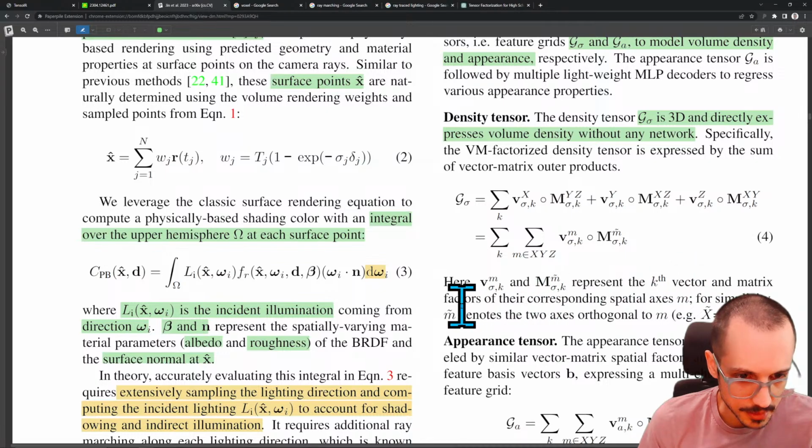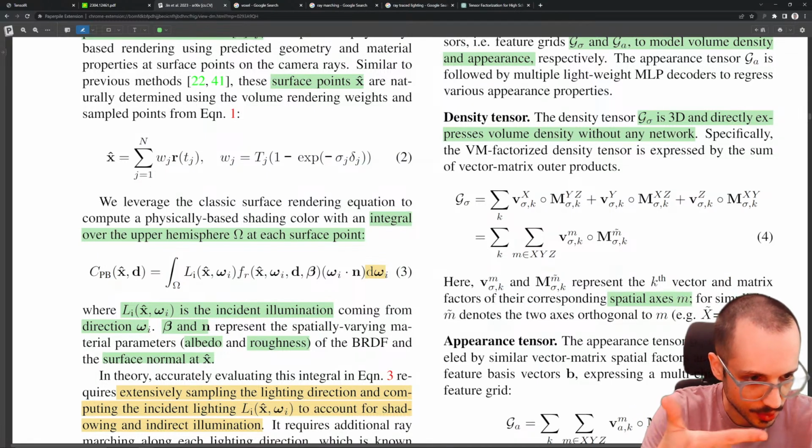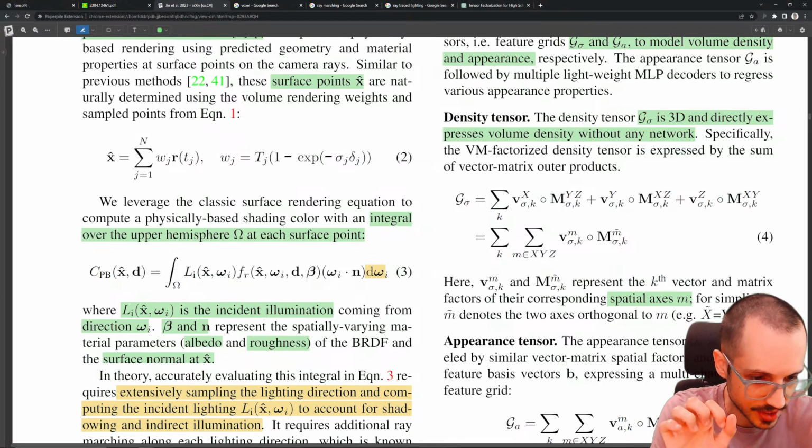It represents the kth vector and matrix factors of the corresponding spatial axes M. So M is the spatial axes, right? You have 3 different spatial axes here. For simplicity, M tilde denotes 2 axes orthogonal to M. So each pair of orthogonal axes. So X tilde represents the Y and the Z.